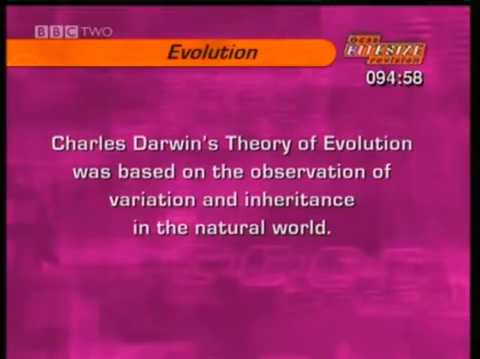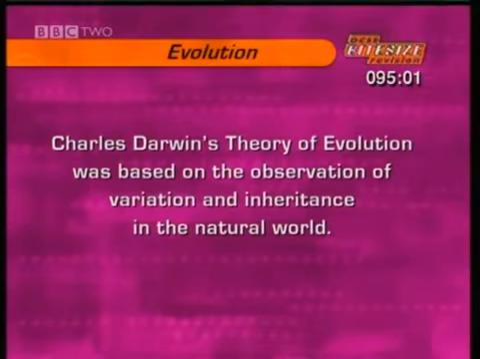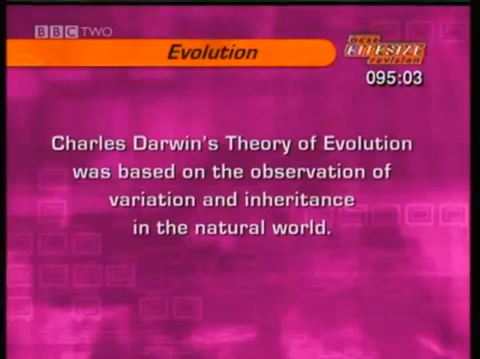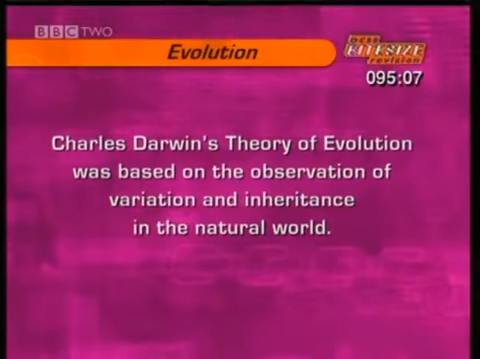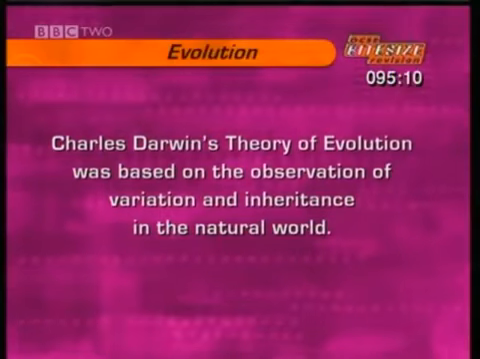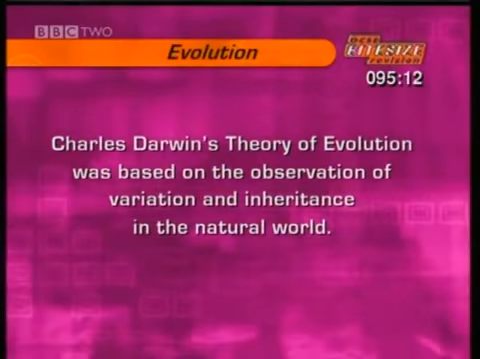In 1859, Charles Darwin published his theory of evolution, based on observation of variation and inheritance in the natural world. As you watch the next clips, note down the evidence that supports Darwin's theory.